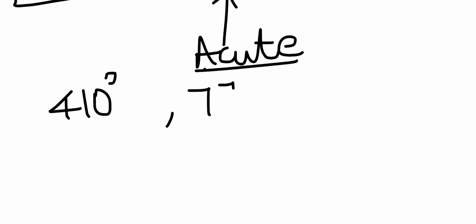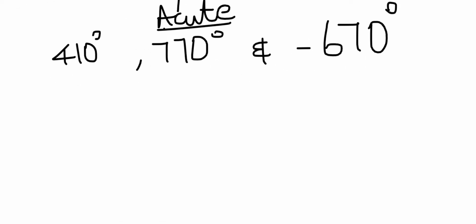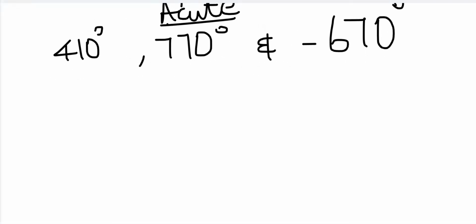So let's maybe interpret these angles. Let's say an angle bigger than that, let's say 410. Another angle that we can look at, maybe let's look at 770. And the last angle, let's just be fair and give us a tricky situation, where we give us a negative angle there.